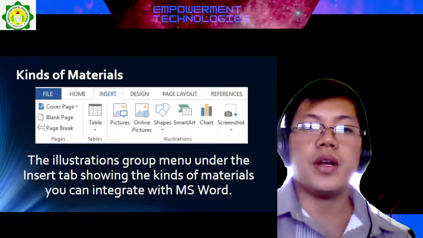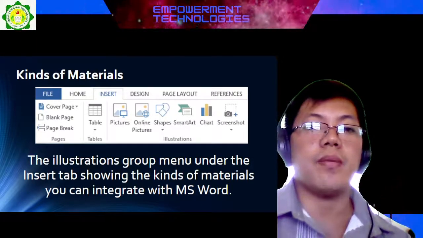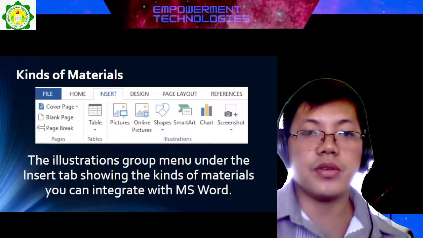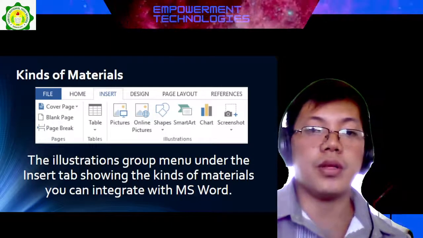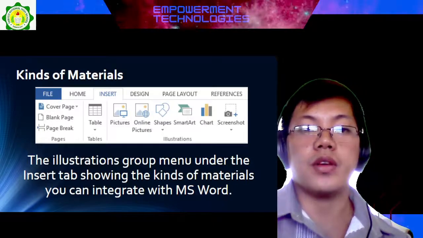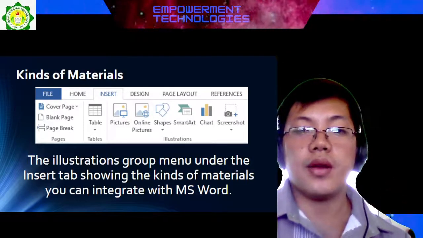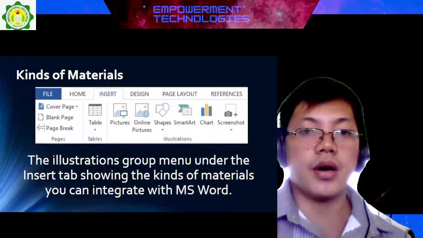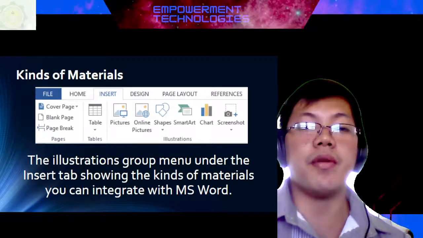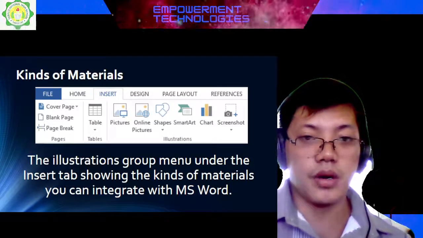Alright, so these are the different kinds of material that you can insert or integrate through Microsoft Word. So you have here the pictures that are available on your device. You can also make use of some online features, so that means you have to get connected online. You can also insert shapes, SmartArt, chart, and screenshot. And later on, we'll do a demonstration on how to integrate and manipulate these images directly, again, as I was saying, through MS Word. Okay?